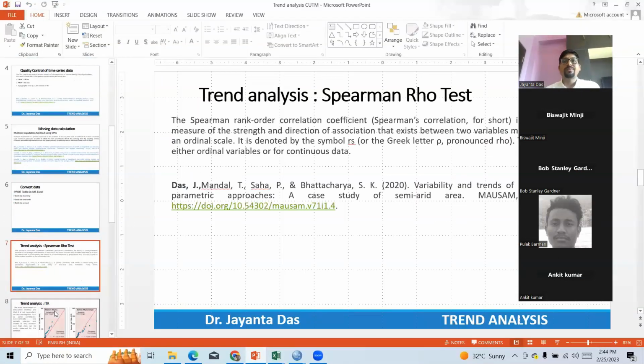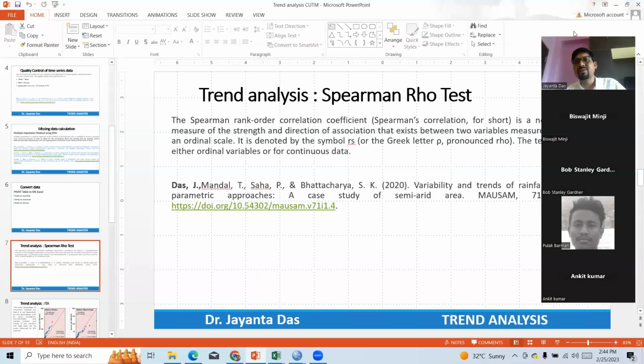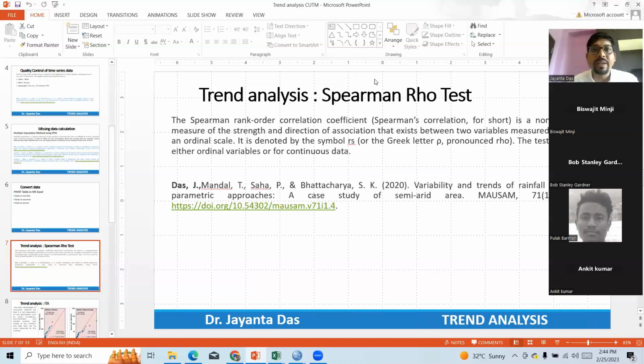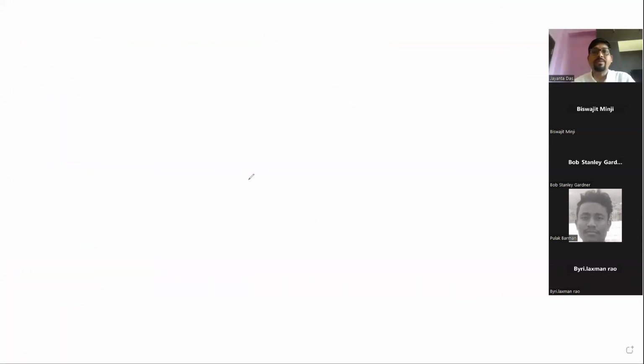So now, next one. Trend analysis, Spearman Rho test. It's a very common technique. So we can easily calculate any trend analysis, or the magnitude of a trend, or the detection of a trend. Because in case of trend, let me draw one picture. In case of time series data, we have a y-axis and an x-axis. The x-axis is our time and the y-axis is our variable, right?